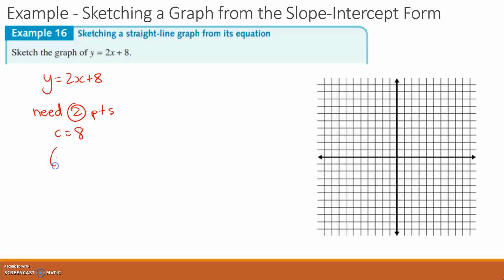So when x is equal to 0, y is equal to 8. So therefore, that point, (0, 8), exists on our line. Now, I'm not going to mark that onto the grid just yet because I need to know where my other point is before I know what scale to use on that grid. So let's generate another point now.